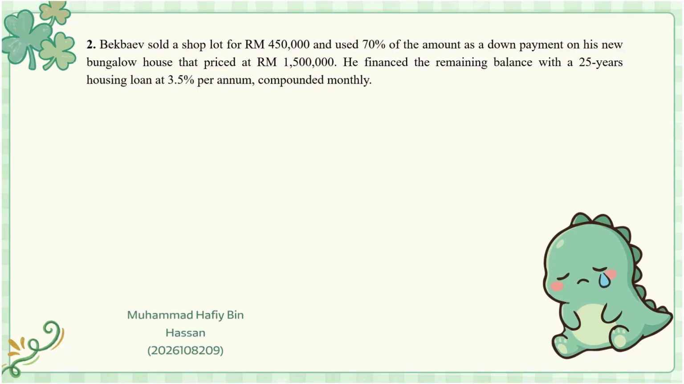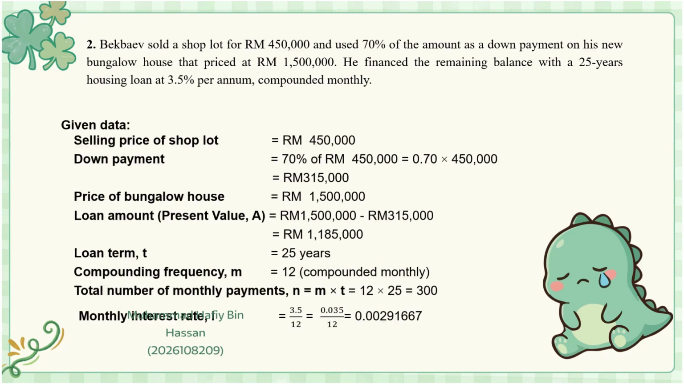Bank Baif sold a shop lot for RM 450,000 and used 70% of the amount as a down payment on his new bungalow house that is priced at 1,500,000. Then he financed the remaining balance with a 25-year housing loan at 3.5% per annum, compounded monthly. These are the given data based on the question.